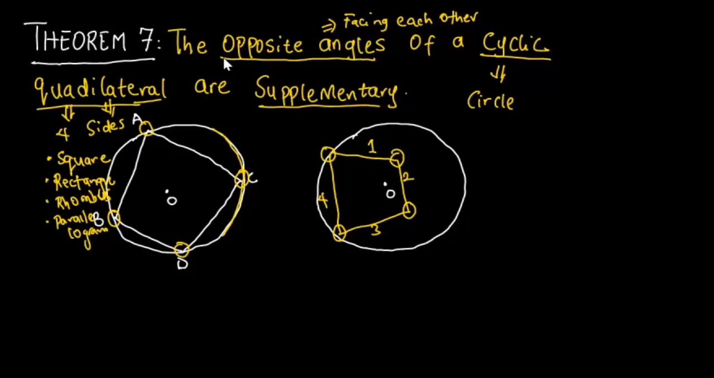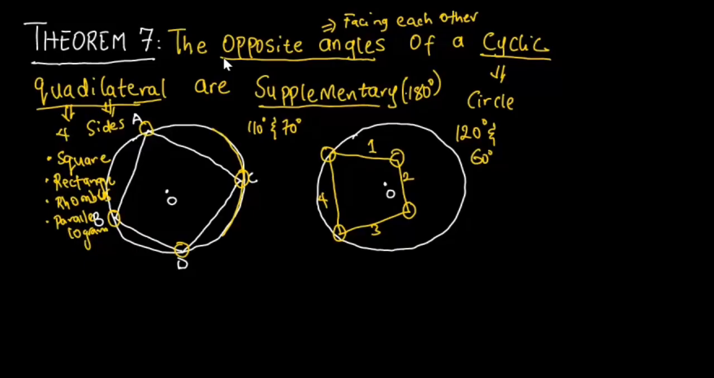Now moving on to the theorem. The theorem simply says that opposite angles, like we said, they face each other, of a cyclic quadrilateral are supplementary. Now in mathematics, we say angles are supplementary when they add up to give you 180 degrees. For example, I can say 120 and 60 degrees are supplementary because when I add them up, it will definitely give us 180 degrees. I can as well say 110 degrees and 70 degrees are also supplementary, because when I add them up, it will give us 180 degrees.